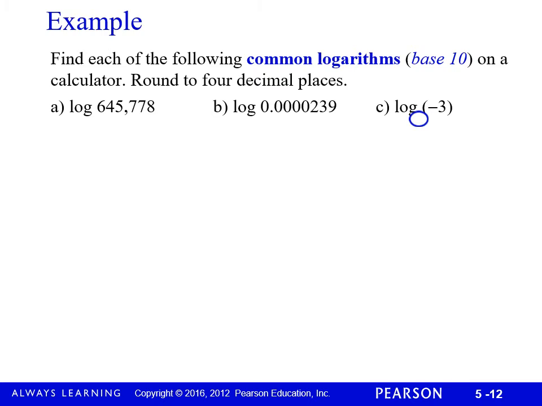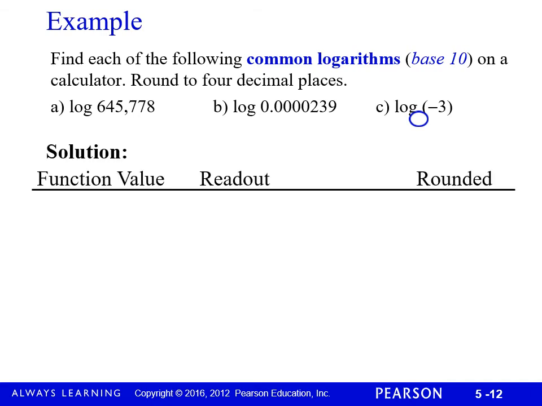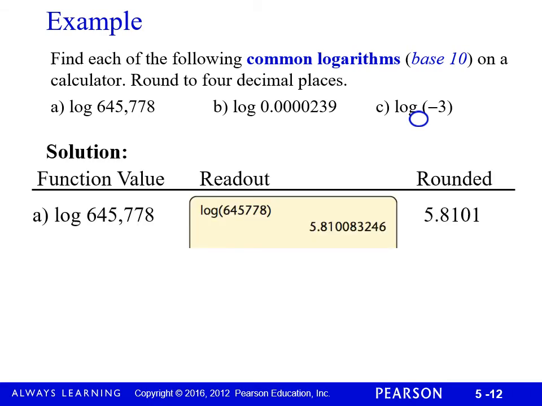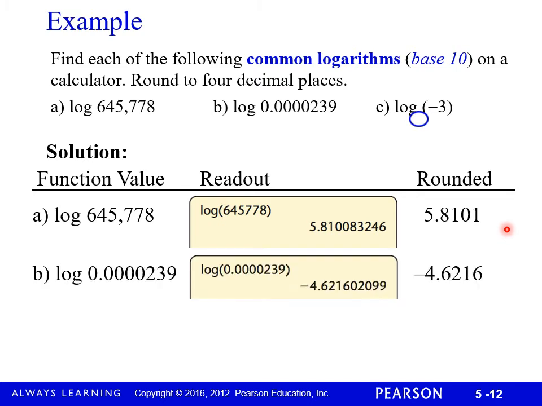So all I'm asking you to do is plug this into your calculator. For example, log 645,778, just plug it into your calculator and this is what you'll get. Okay? It says round to 4 decimal places, so we stop after the double zeros. And the next number is 8, so it's going to be 0.8101. Try the other two. You can hit pause and see what you get. These are pretty simple, but definitely try them. It's good practice. Okay?